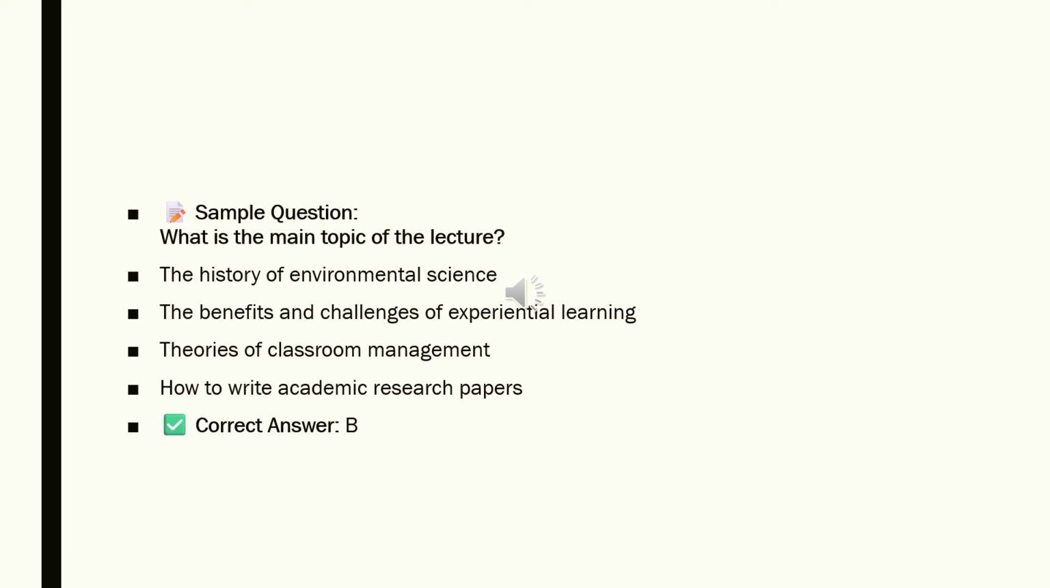Sample question. What is the main topic of the lecture? A: The history of environmental science. B: The benefits and challenges of experiential learning. C: Theories of classroom management. D: How to write academic research papers. So the correct answer is B, the benefits and challenges of experiential learning.